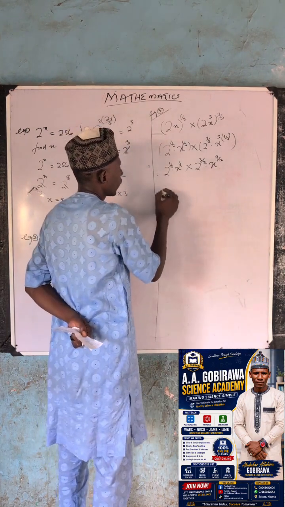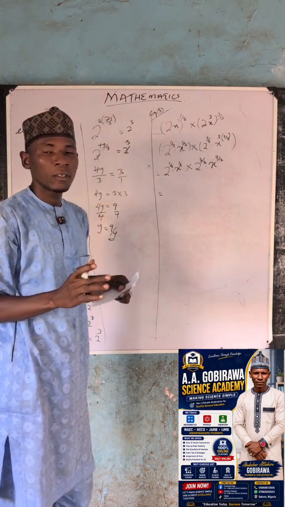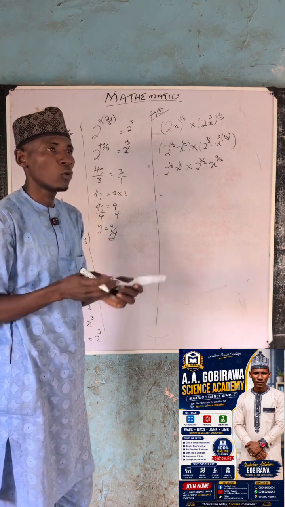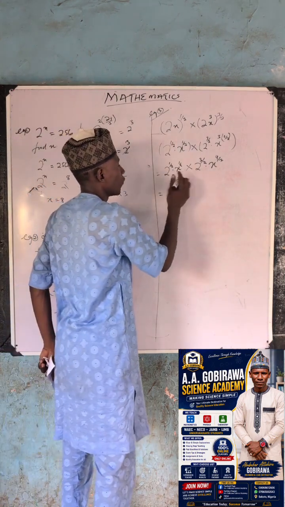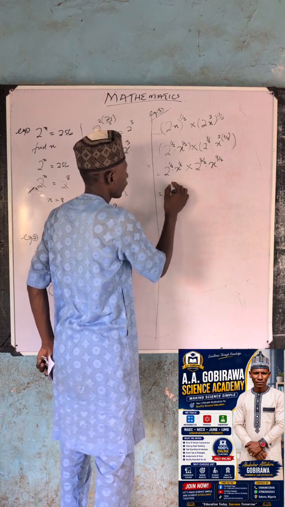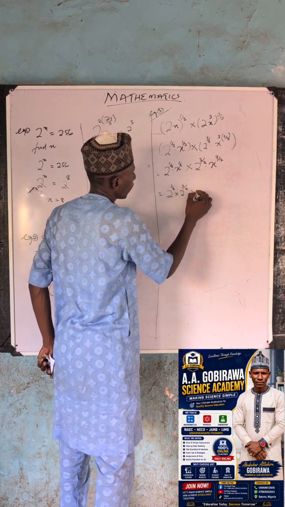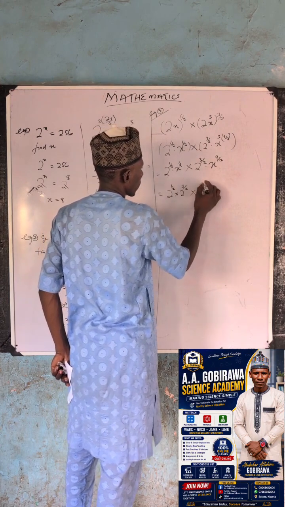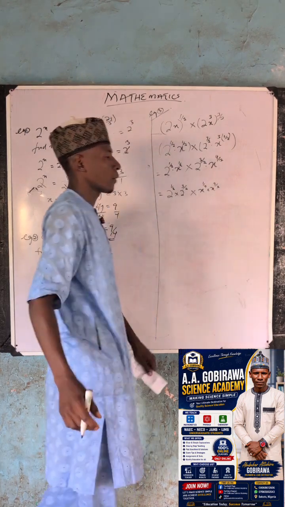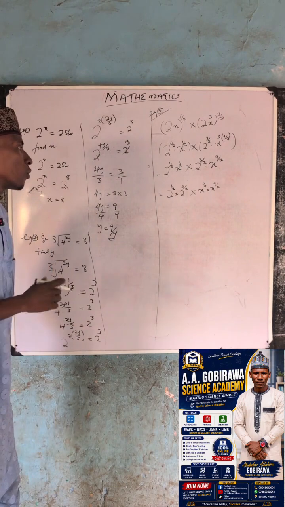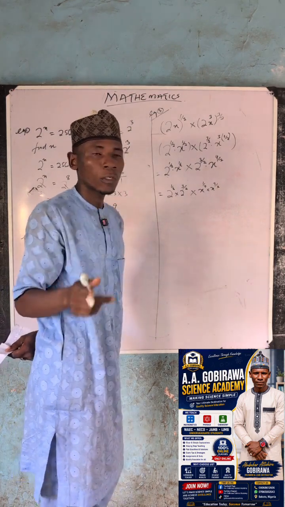Then, from here, we collect the like terms and put them together. We know the 2s and the x's, so we have 2 power 1 all over 2 multiplied by 2 power 3 all over 2, then multiplied by x power 1 all over 2 multiplied by x power 9 all over 2. From here, we take the one base and add the powers, from the multiplication law.